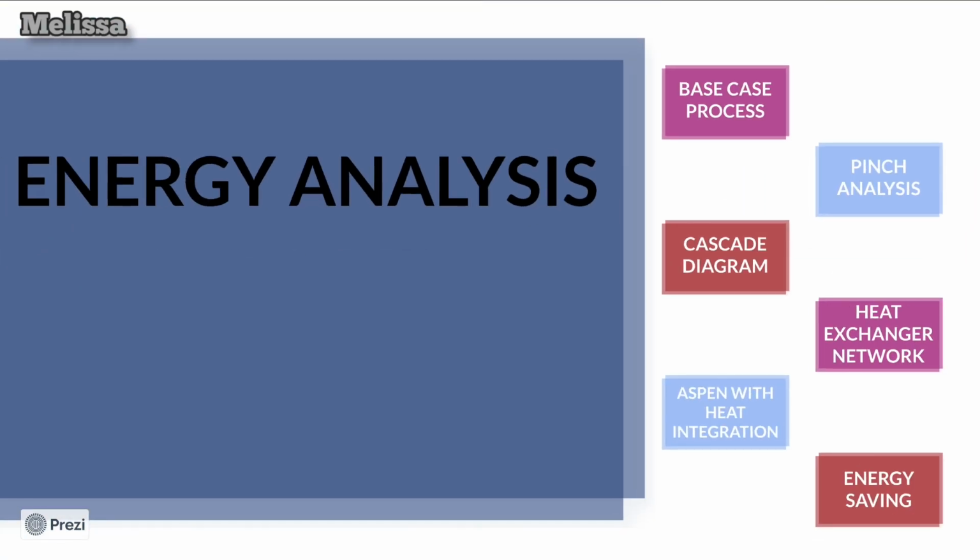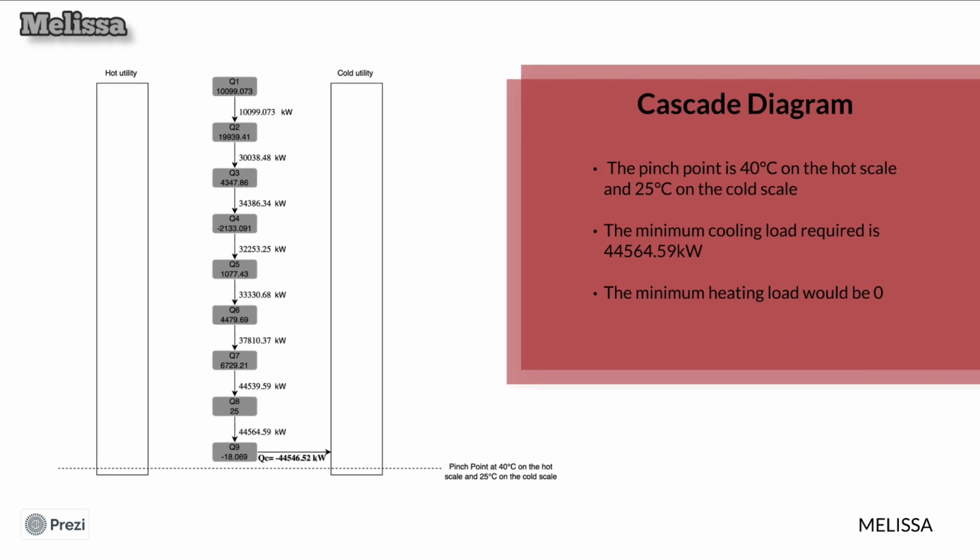The cascade diagram is used to show how energy moves from one part of the system to another. Here the pinch point reaches the last interval as heat is being cascaded down through all the intervals. This can be explained by the fact that the duties required by the cold streams are much smaller than the duties possessed by the hot streams. Therefore, the minimum cooling load required would be 44,564 kilowatts and the minimum heating load would be 0.